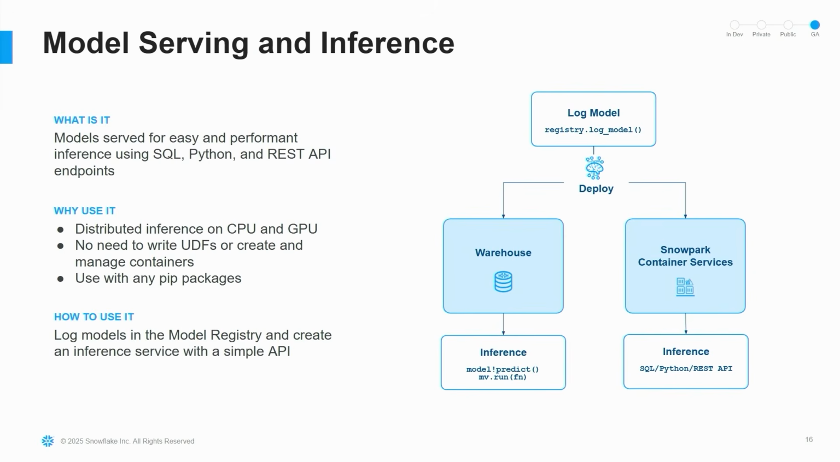With the log model and the model registry, we create the user-defined function for you. Okay, so it's created in the back end. You can call it via SQL. You can call it via Python, and we manage all of that for you. You'll get distributed inference on the CPU or GPU, and you can now use this with any pip package. No longer bound by the Anaconda channel. I know that was a big problem for a lot of you a while back. No longer bound by that. Again, distributed inference, and you're able to log all of this and have it create the UDF for you.